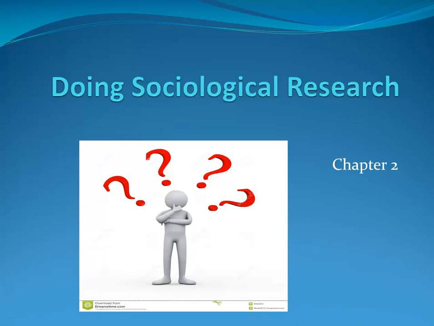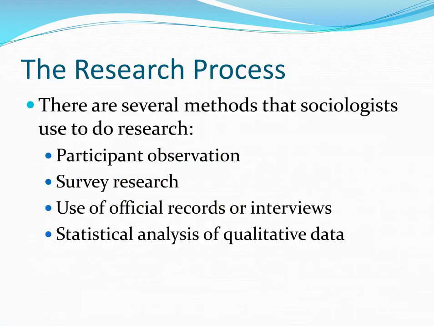In this chapter, we will discuss how sociologists study human behavior in society. We will look at the different types of research methods, how researchers decide what is the best method for their study, and the research process itself. There are several methods that sociologists use when they're doing research. Which method they choose depends on the study. We will talk about research design in a little bit.